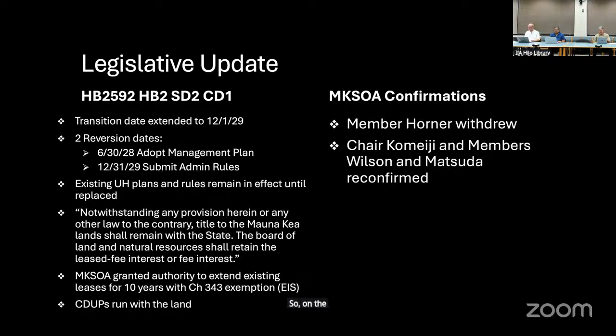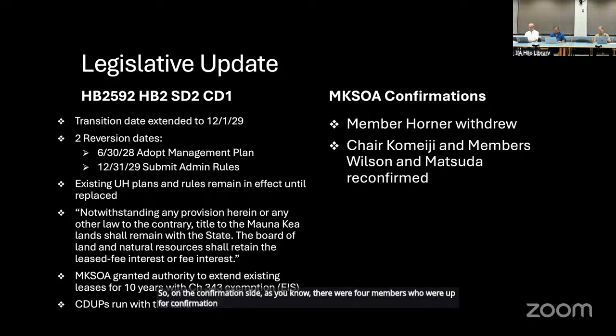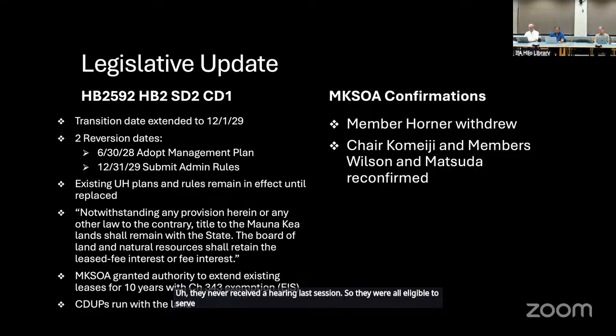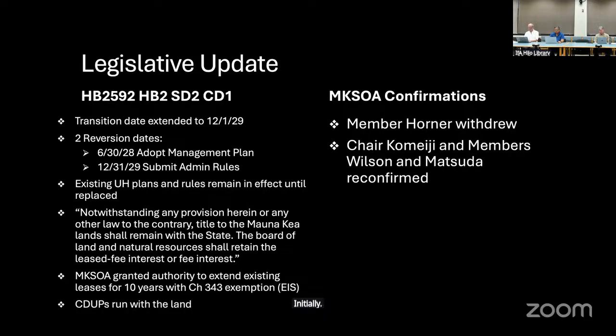so on the confirmation side, as you know, there were 4 members who were up for confirmation last legislative session: Paul Horner, John Komeiji, Noinoi Wong Wilson, and Rich Matsuda. They never received a hearing last session, so they were all eligible to serve until the end of this session. Initially, confirmation hearings were scheduled for Horner, Wilson, and Matsuda. And as we've discussed here, Chair Komeiji's confirmation hearing had not been scheduled.